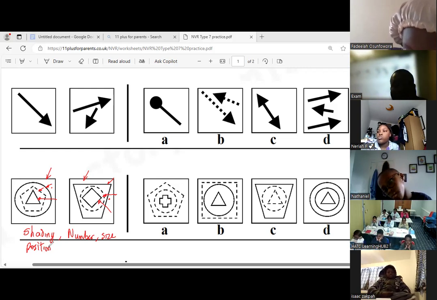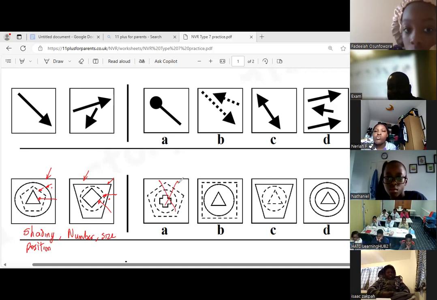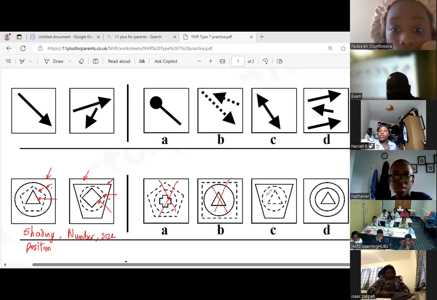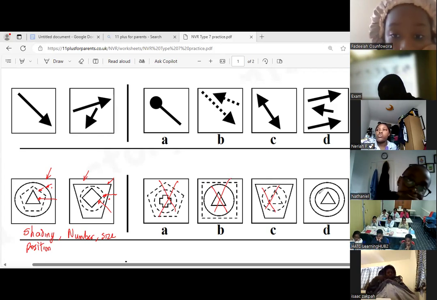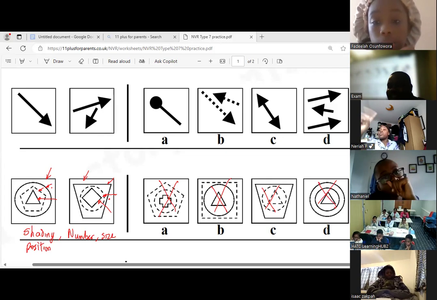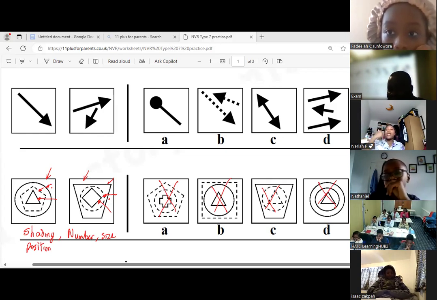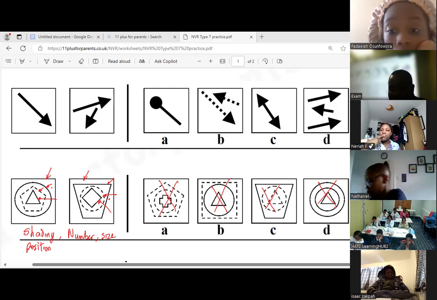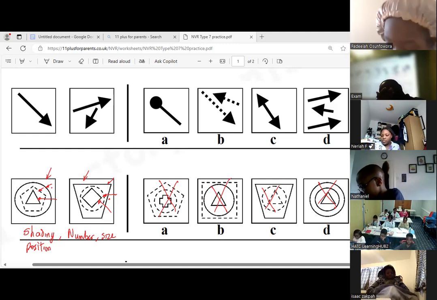So, based on those rules that we've written down, does A follow the shading rule? No. What about B? Does it follow the shading rule? No. What about C? Does it follow the shading rule? No. How about D? Does it follow the shading rule? No. What about E? Does it follow the shading rule? Yes. Okay, so the answer is what? E. Mark it for yourself, please.